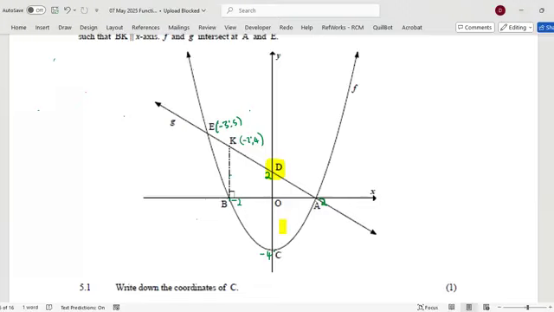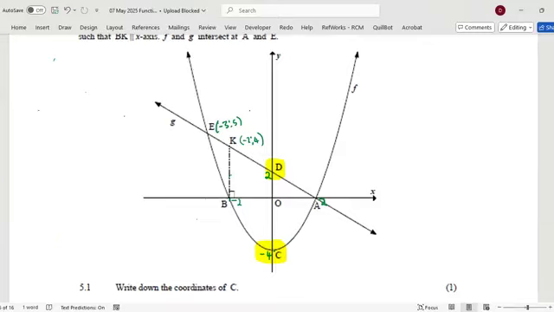X-intercept, Y-intercept, point of intersection. What is it? Y-intercept. Why do you say it's the Y-intercept? Because it's on the Y-axis. Thank you. What about C? What is this C? Y-intercept.